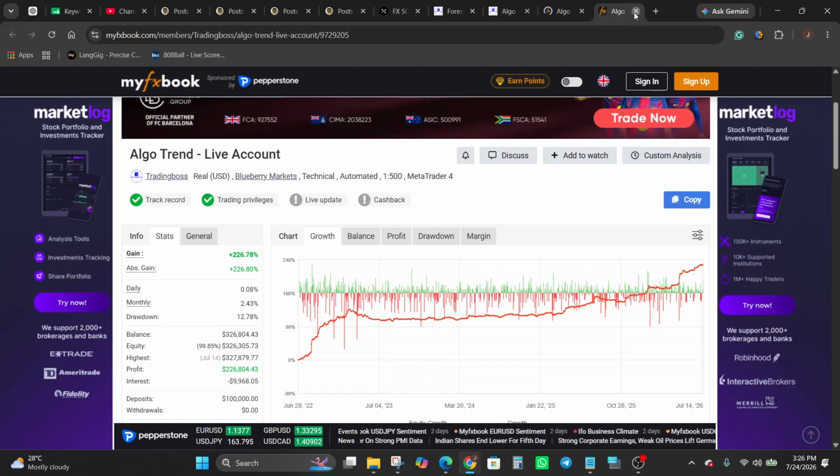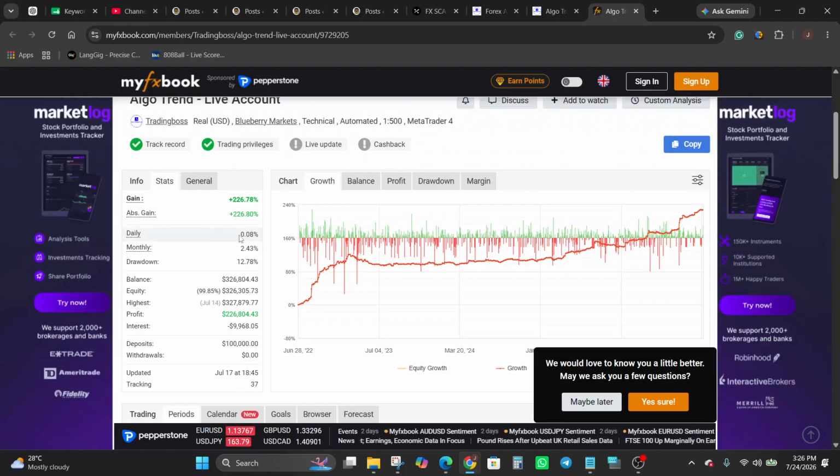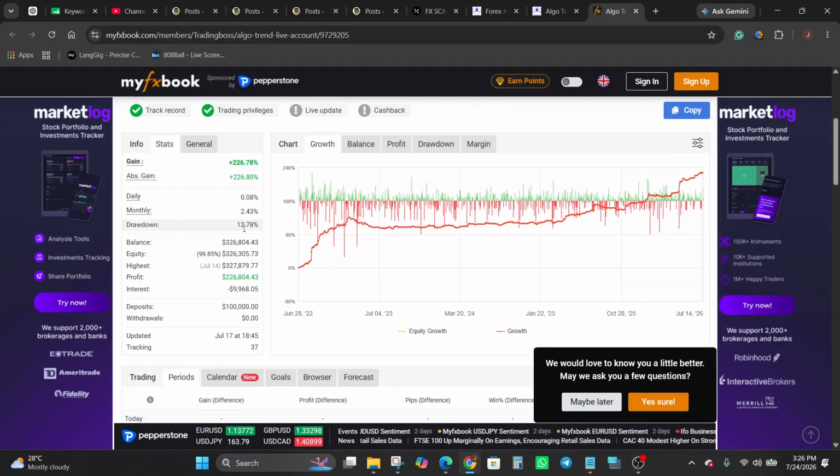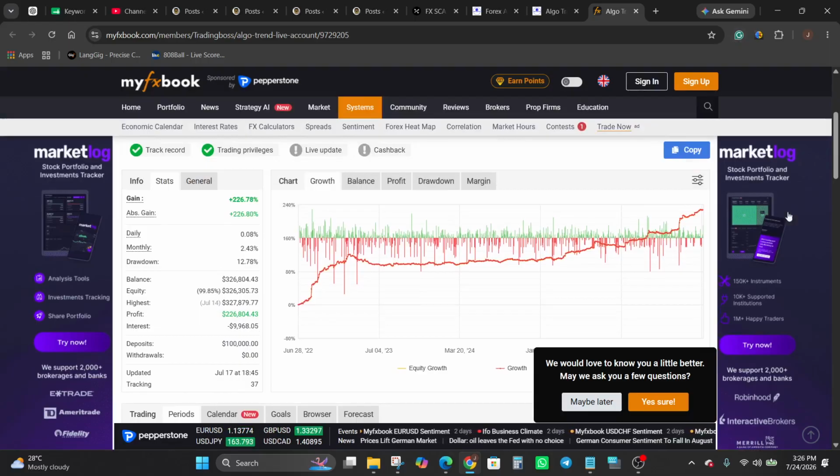Okay, so looking at the Myfxbook page, we can see more details here. We already established the fact that gain was 226.78%, drawdown 12.78%. In this case, we can see that the deposit was $100,000 and the balance $326,804.43, and the withdrawals is still at zero. No withdrawals yet.